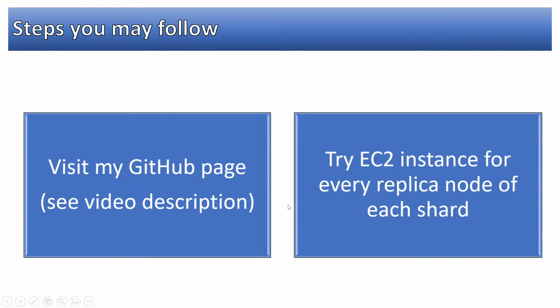Then try an EC2 instance for every replica node of each shard. Right now I am using one EC2 instance for all the 3 replica nodes of a shard by using different ports on one EC2 instance, but I would encourage you to use different nodes, and let me know in case you have any doubt or questions around that, then I can help you out with that. So let us start.